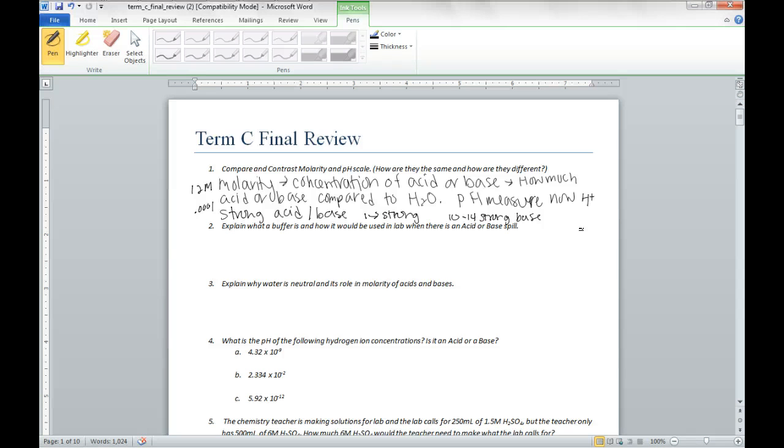So what is a buffer, and how would it be used in the lab when there is an acid or base spill? A buffer is going to be something that's going to neutralize a reaction. So if we have a strong acid, what we're going to put on it is baking soda. And if we have a strong base spill, then we use vinegar.